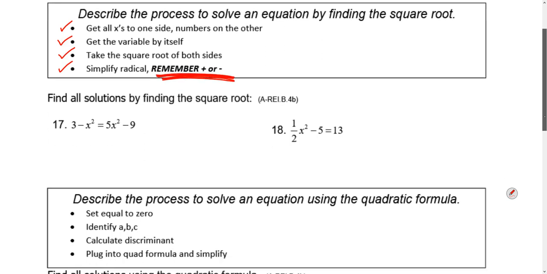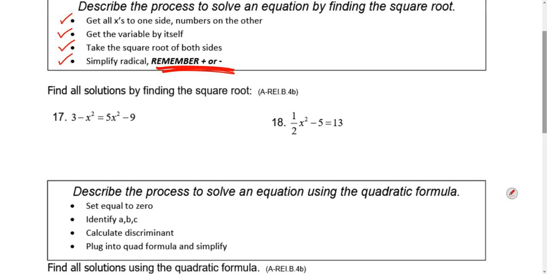So in the first problem, looks like I have x squareds on both sides of the equal sign. So I'm going to get them all over to one side first. So I'm going to take 5x squared away. And I just like moving them to the left because I always move stuff to the left. So that gives me negative 6x squared. I have the 3 in the front. I have minus 9 here.